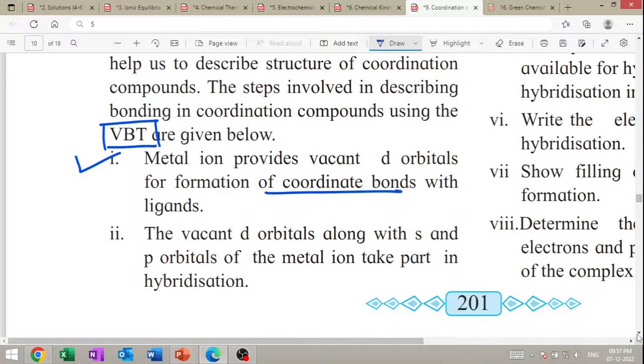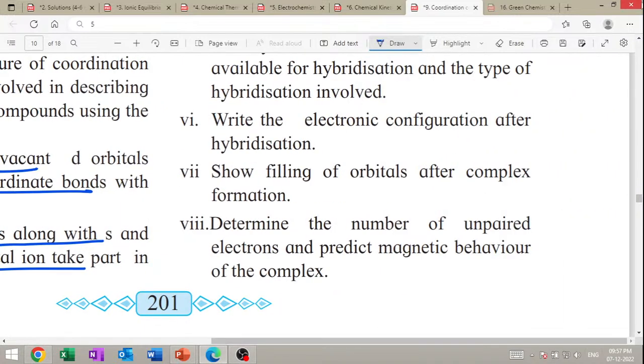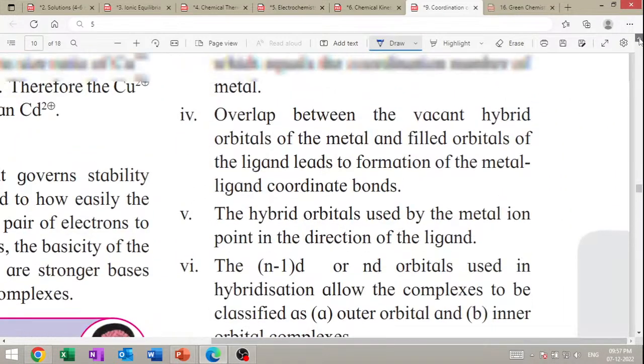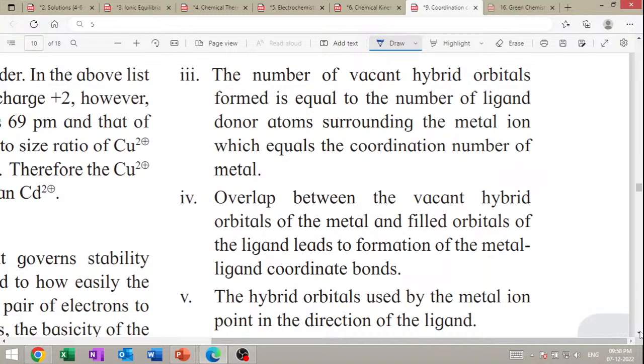Number 2. Vacant d orbital along with the s and p orbital, the metal ion takes part in hybridization. Pay attention, vacant orbital is required. These are the points, you should be able to note these points. For these points you will get 4 marks or 3 marks.